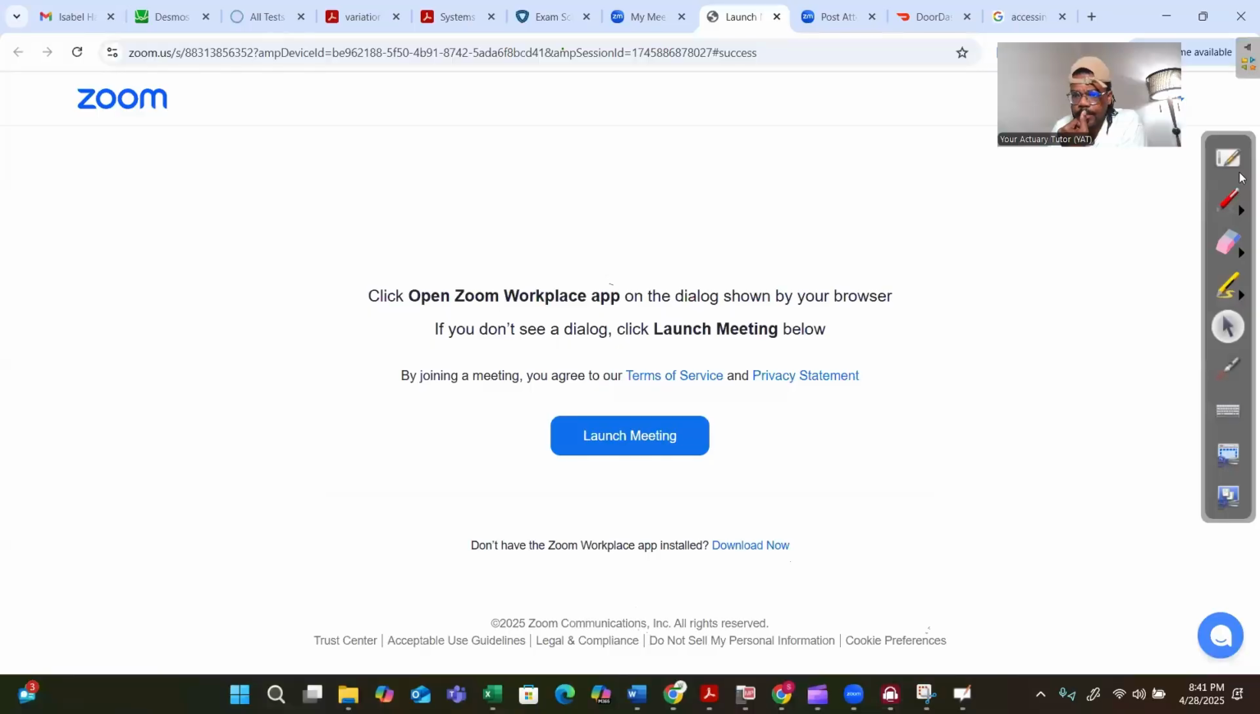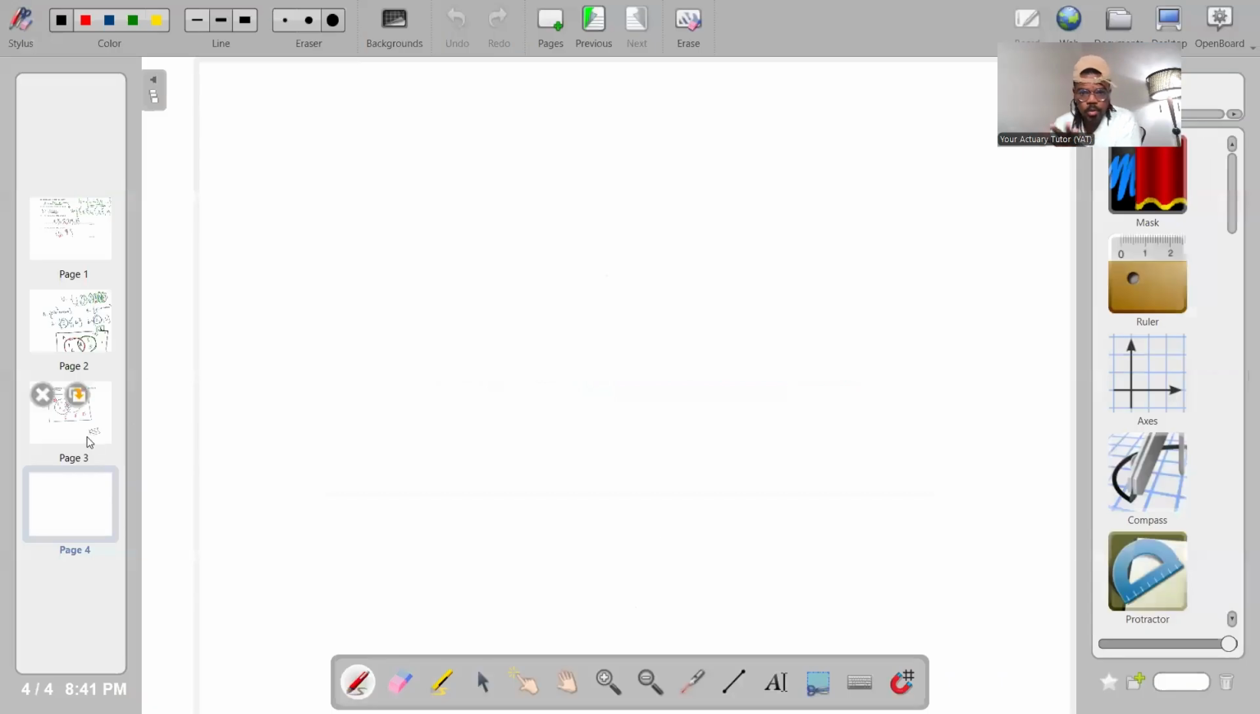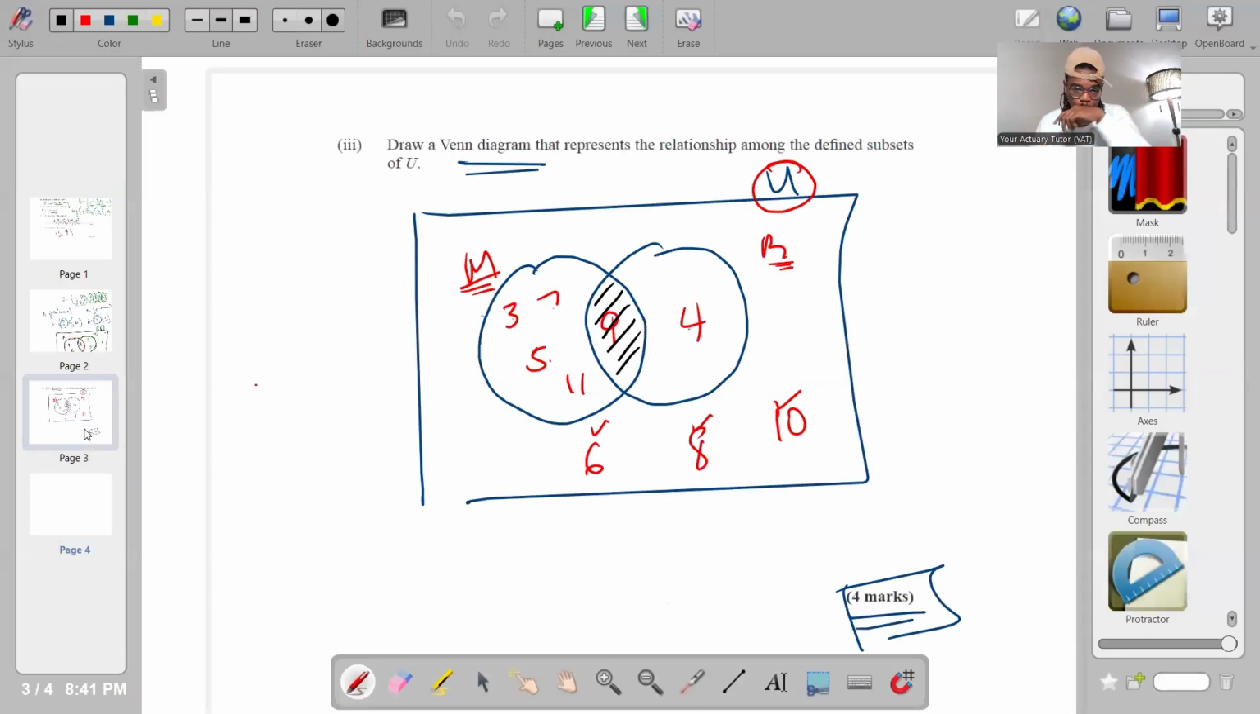Let's get into set visualization. What does that mean? All right, let's go. So when it comes to this, last time we drew a Venn diagram. Boom.